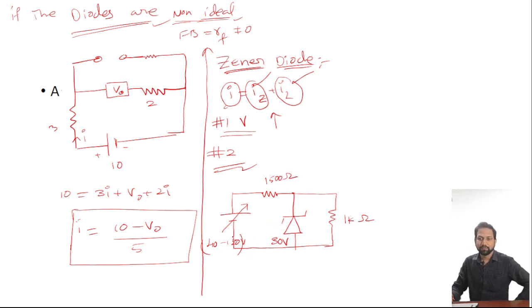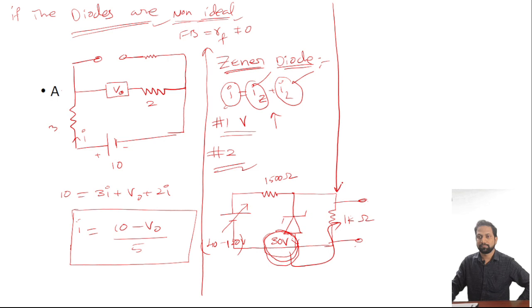Then we can change the supply voltage from 40 to 120, any value, but the Zener voltage is 30, which should be fixed, and the voltage across the load resistance must always be 30 volts only, because after breakdown the voltage across the Zener diode is the breakdown voltage, and the load resistance is connected in parallel across the Zener diode. So this 30 volts must be the same forever. That is how the Zener diode works.